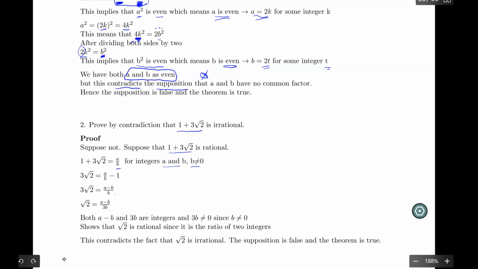So why would I want common denominators? I want to be able to show something's wrong. Here I have root 2 written as a quotient of integers, and I know that b doesn't equal 0, so what did I just do? I just showed that root 2 was rational. That's not true, because I know that root 2 is irrational, so therefore it's false.